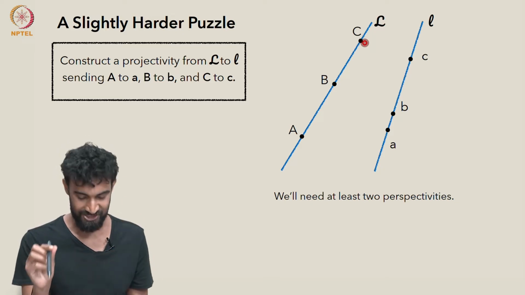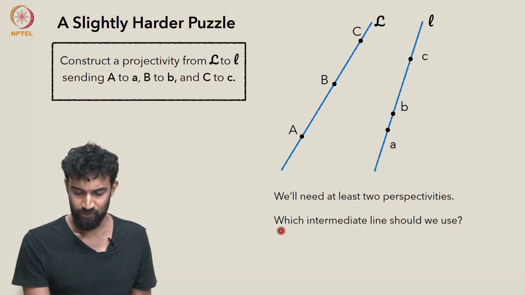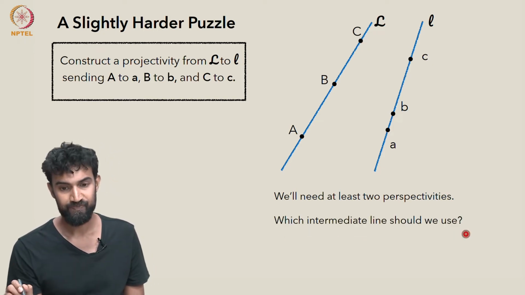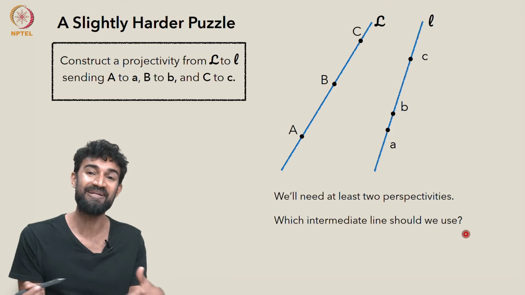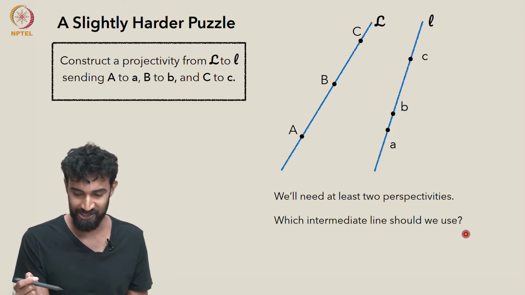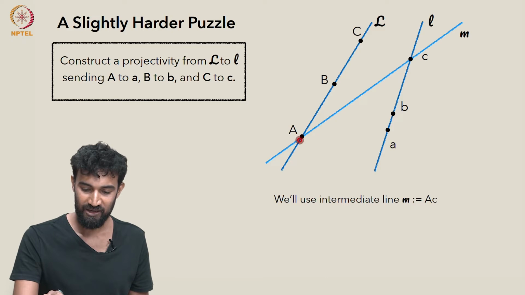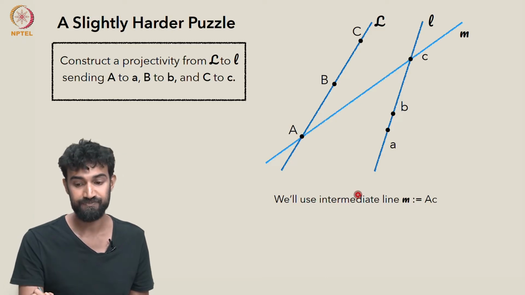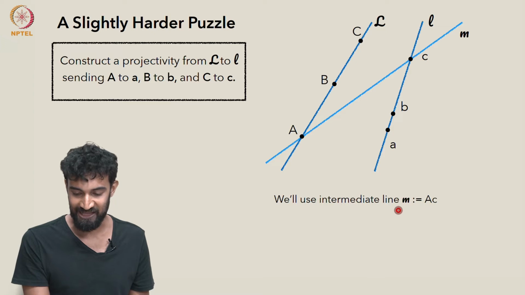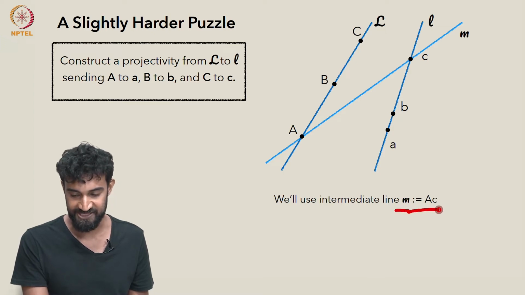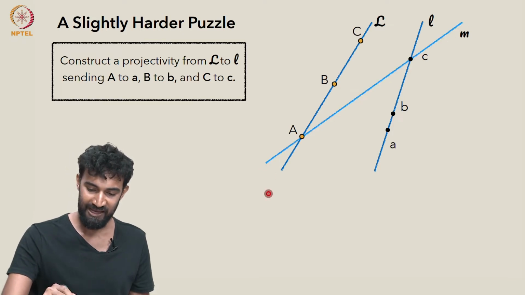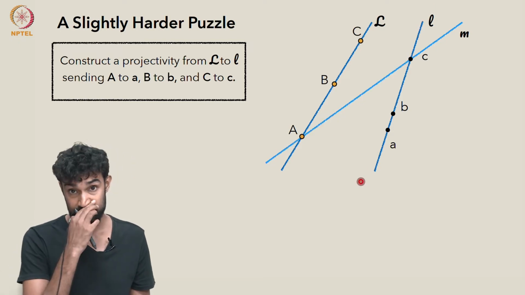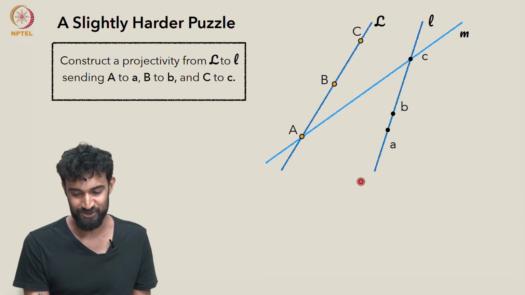Okay, so let's try this. We're going to need an intermediate line. And which one should we use? Well, let's try what we did last time. Let's just try that second strategy from last time when the lines were not coplanar. Let's connect A and c over here. That gives us an intermediate line M, defined to be Ac. And just like before, we have that M and capital L are coplanar, but M is also coplanar with little l. So that might be useful as well.